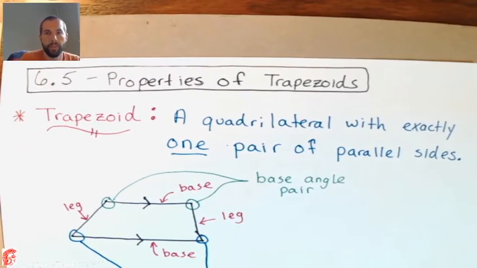Hey everybody, so for the last topic of this chapter, we're going to talk about properties of trapezoids. So this is going to be a pretty quick video. I'm just going to go through two special properties that trapezoids have. So first off, a trapezoid, what is it?